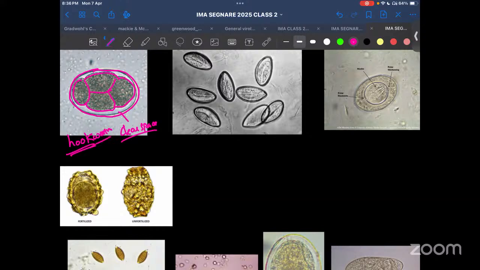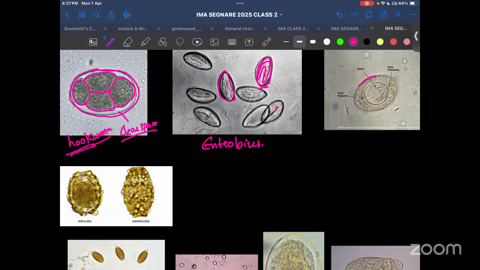Now, what is this second one? See, what is this egg? This is a plano-convex egg, with the larva inside. You can see the larva inside, and it is colorless. It is non-pigmented. This is Enterobius, or pinworm eggs. Now, what is this here?